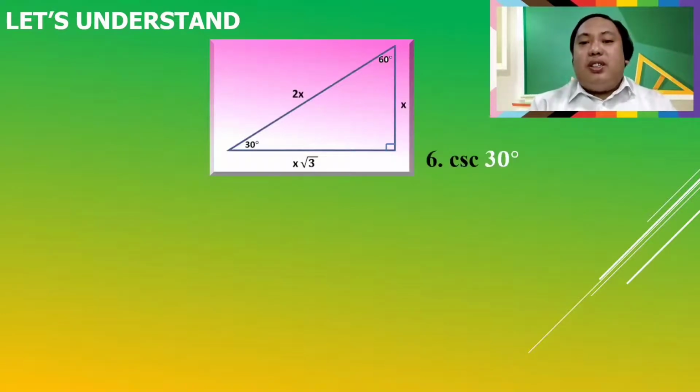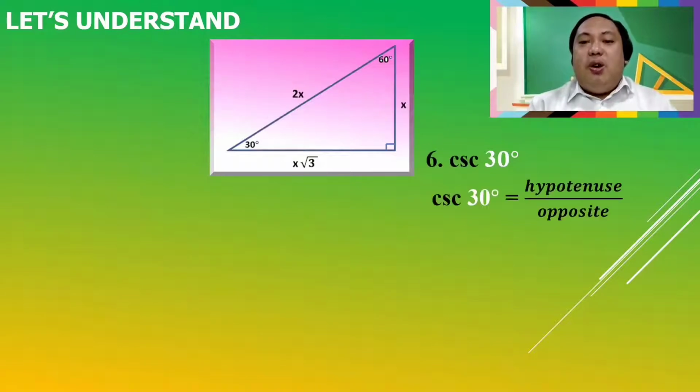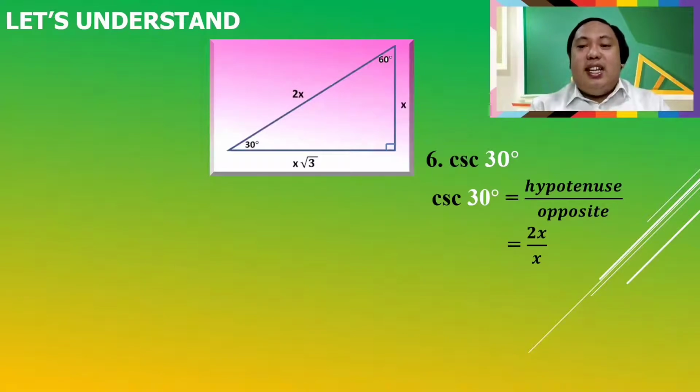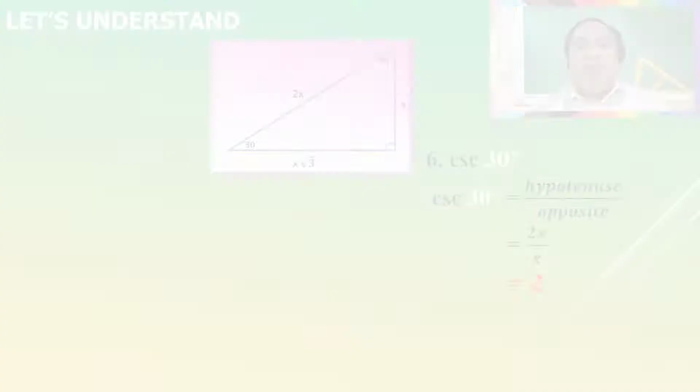Let's have number 6, cosecant 30 degrees. Cosecant 30 degrees equals hypotenuse over opposite side. Then we have 2x over x. Simplifying, we have 2. Therefore, cosecant 30 degrees is equal to 2.